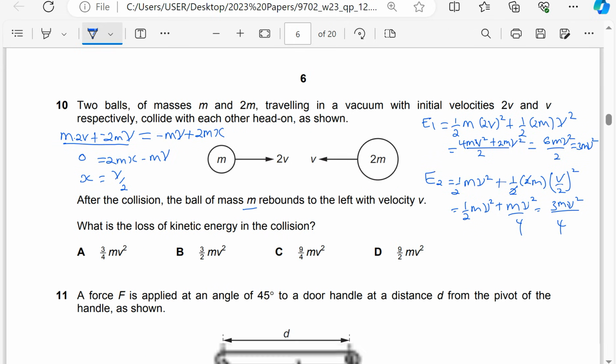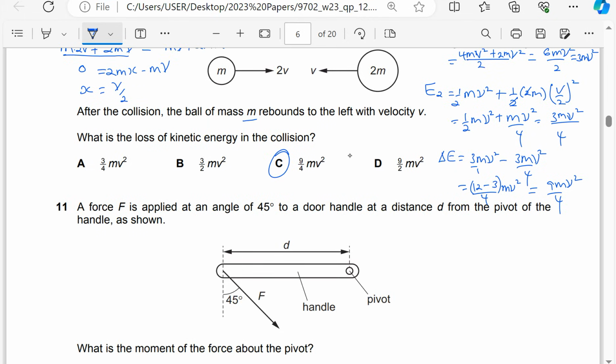So the question is, what is the loss? The loss is going to be the difference. So the loss in energy is going to be 3mv squared minus 3mv squared divided by 4. LCM is going to be 4, so I can simply say 12 minus 3 divided by 4, mv squared. Okay, so this gives me 9mv squared over 4, which is going to be C.